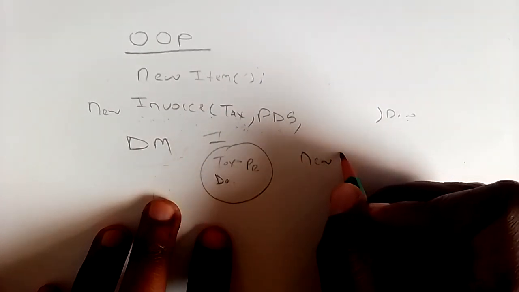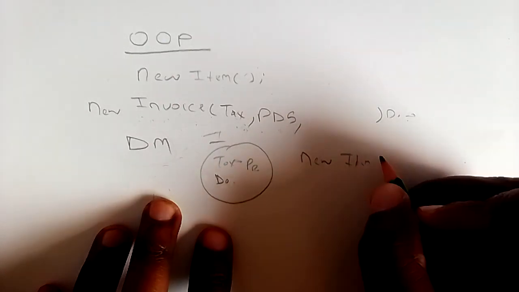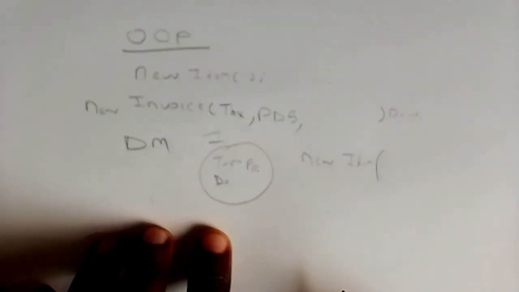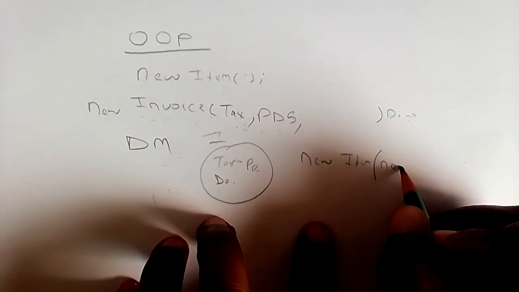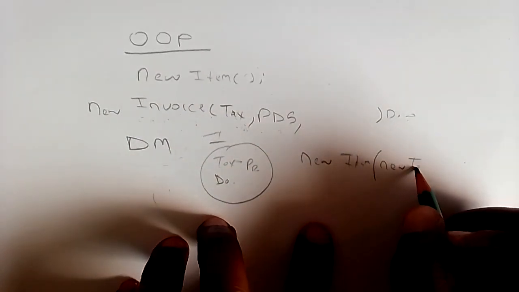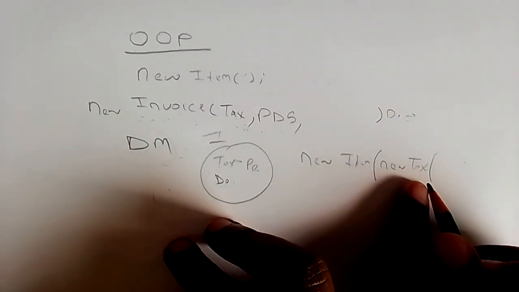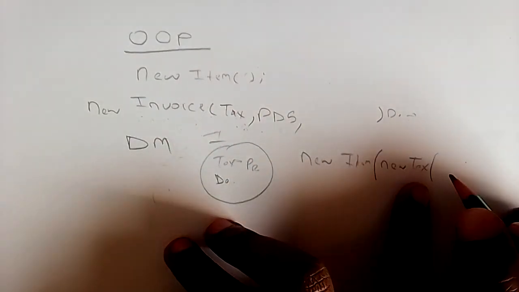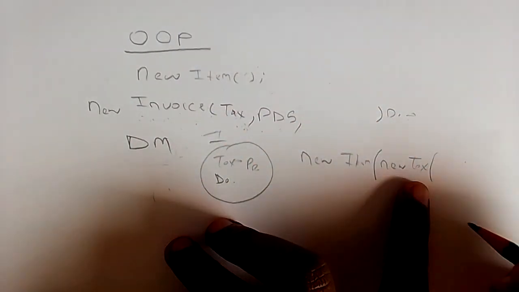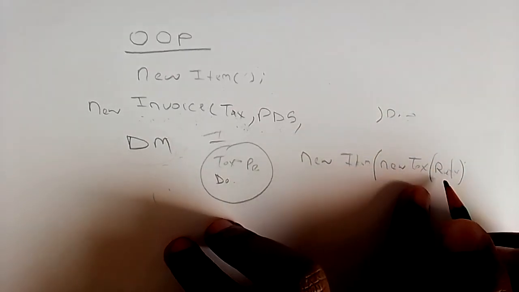You are going to say new item because you are not aware of the dependency injection principle. You are going to say new item, and then in this text you are going to say new text, and you realize that when you are newing up, when you're instantiating text, it needs another dependency, because it needs another thing to work on. Let's say rates, there is a class called rates that this class text uses.